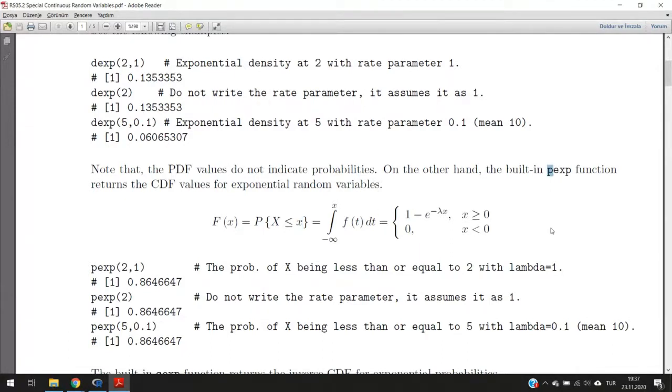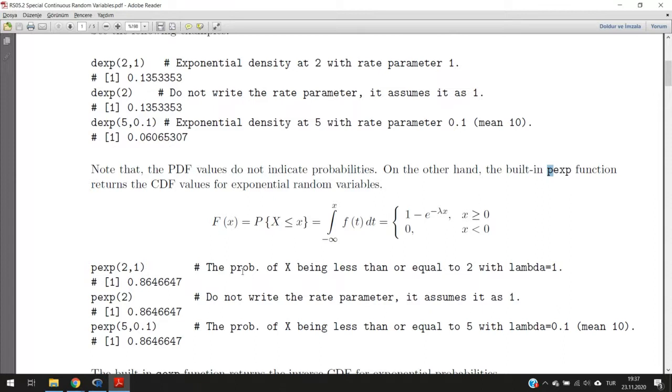Of course, this time the letter that we use as a prefix is p. So just like in the discrete random variables, if you remember, it was like dbinom, pbinom. Here we have dexp, pexp. So pexp is the CDF, or the cumulative distribution function of the exponential random variable.